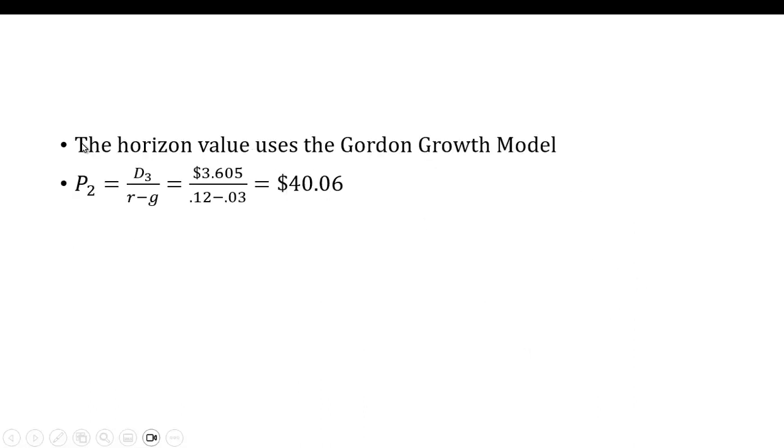Now we can use that Gordon growth model, or dividend growth model, to find the horizon value in time period T. Remember, we have the dividend in year 3, we're finding it in year 2. It's going to be the $3.605 divided by the required return of 12% minus the growth rate of 0.03. We get $40.06.